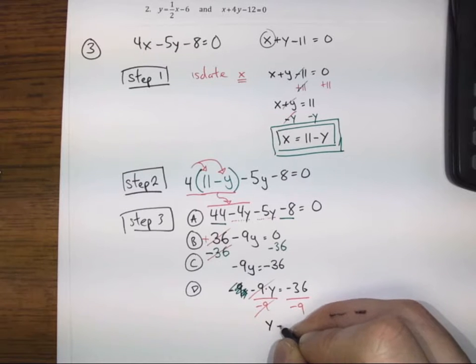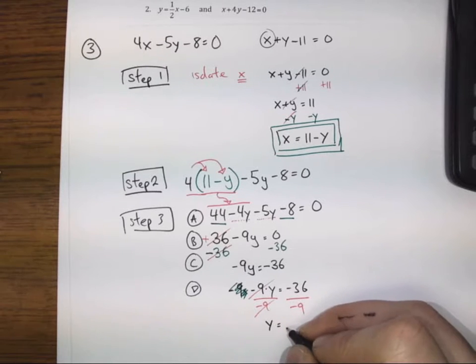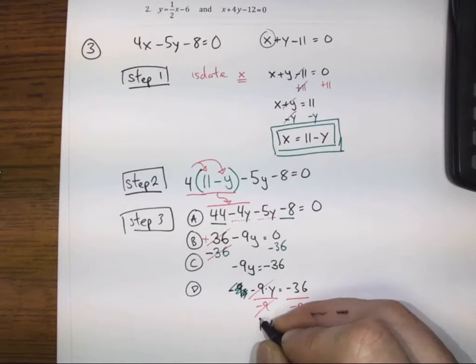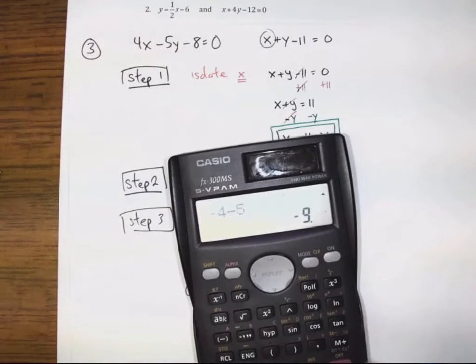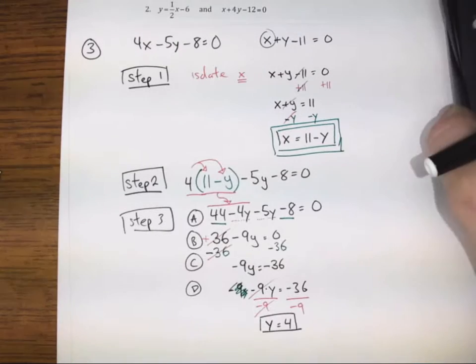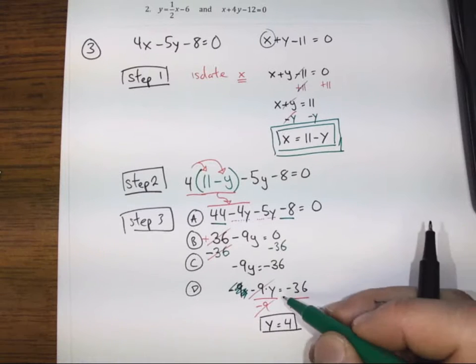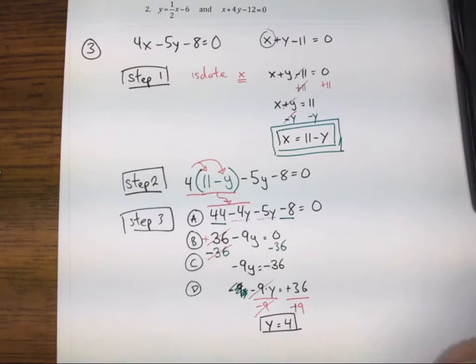That gives us a y on the left, and negative 36 over negative 9 is 4. But if you weren't sure, you could just grab a calculator. Negative 36 divided by negative 9 is positive 4. The two negatives cancel out, and we have 36 over 9, which gives us 4.